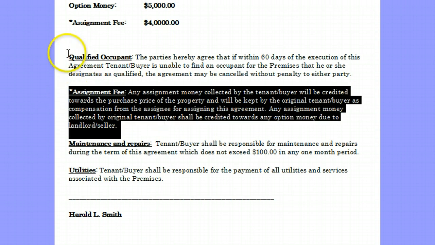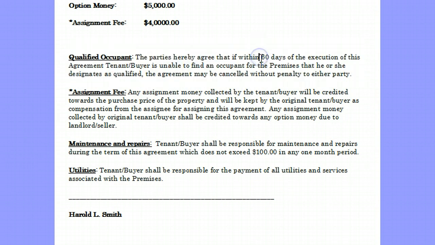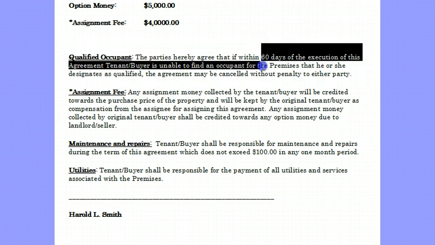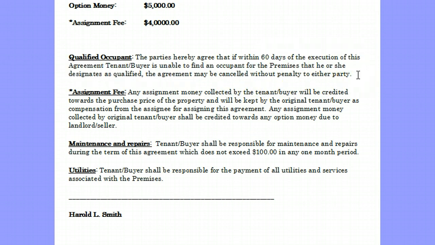Now the qualified occupant, 90% of the time we put 60 days in here. 60 days of the execution of this agreement. If the tenant buyer is unable to find the occupant, it can be canceled without penalty by either party, so the seller can cancel it or we can cancel it.